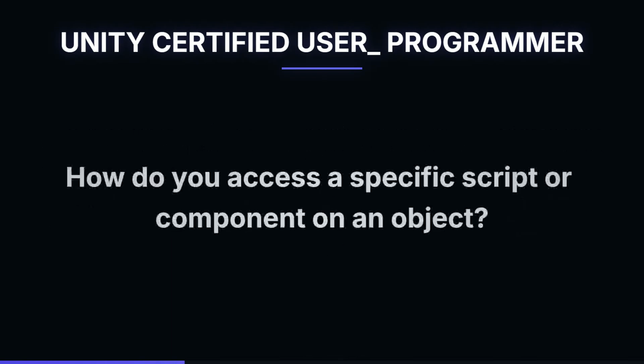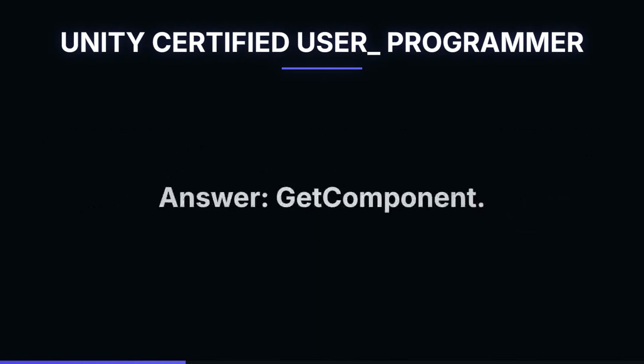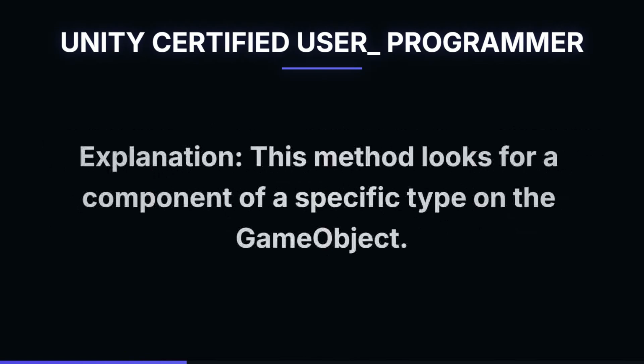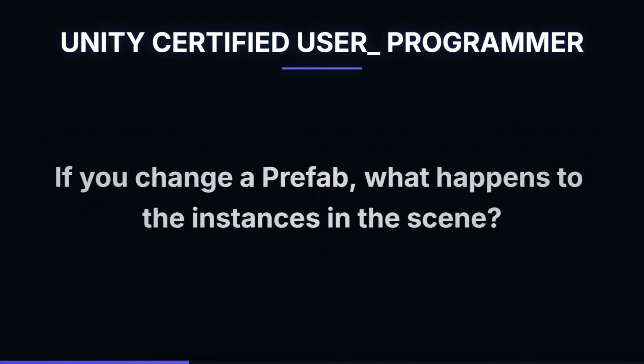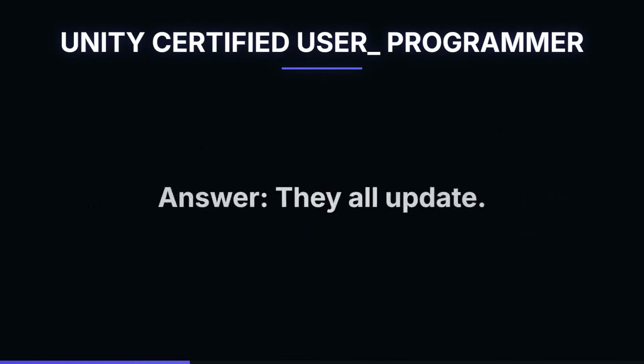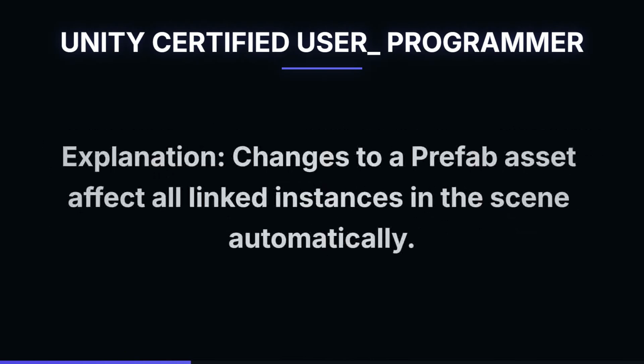5. How do you access a specific script or component on an object? Answer: getComponent. Explanation: this method looks for a component of a specific type on the game object. 6. If you change a prefab, what happens to the instances in the scene? Answer: they all update. Explanation: changes to a prefab asset affect all linked instances in the scene automatically.